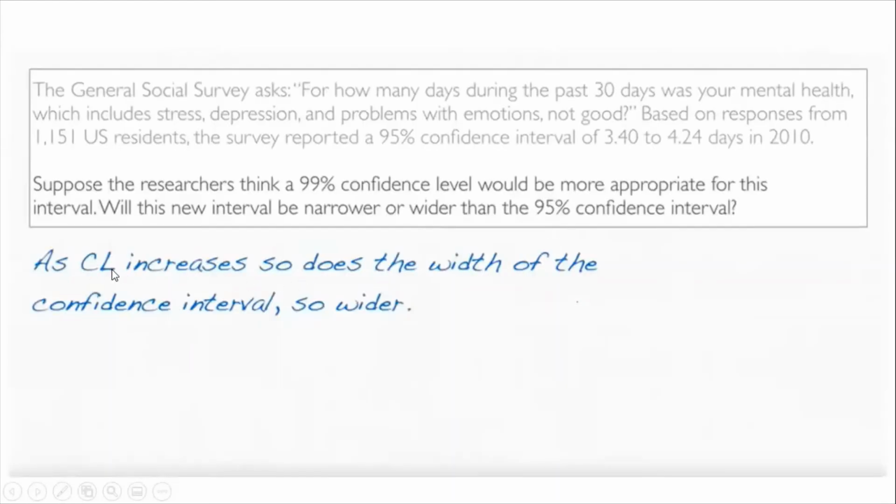Okay, so how to make it narrower? That means if we use the same sample size, it will be wider. But if we want to make it narrower, then we need to increase the sample size. So even when we use the 99% confidence interval, it will still give us a narrow value if we have a larger sample size, larger than this.